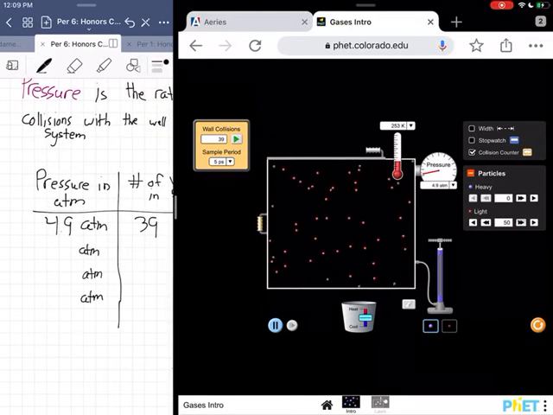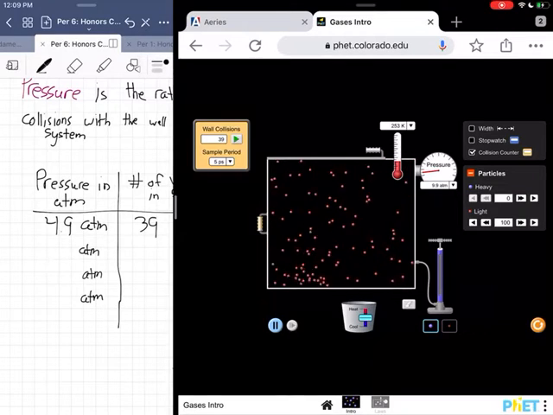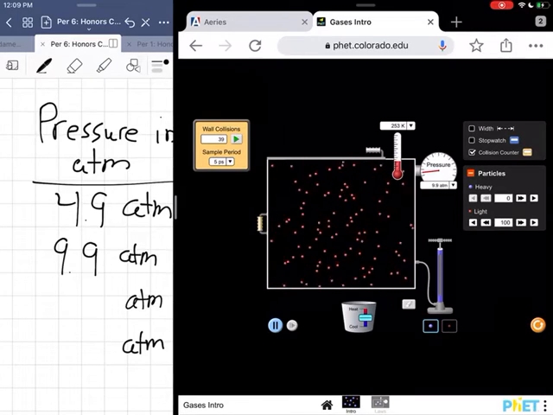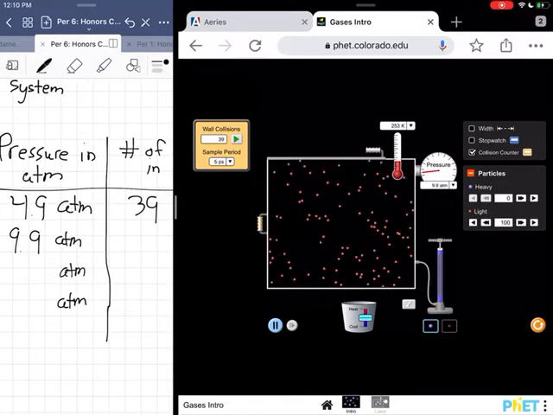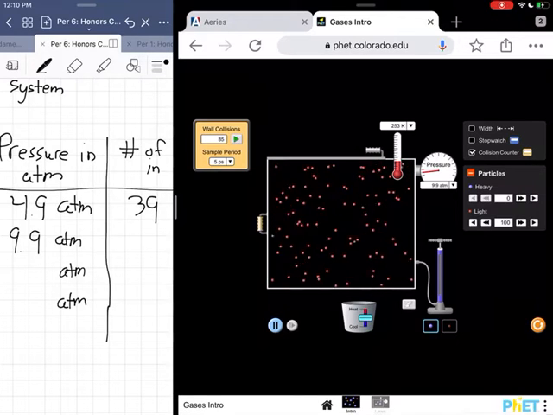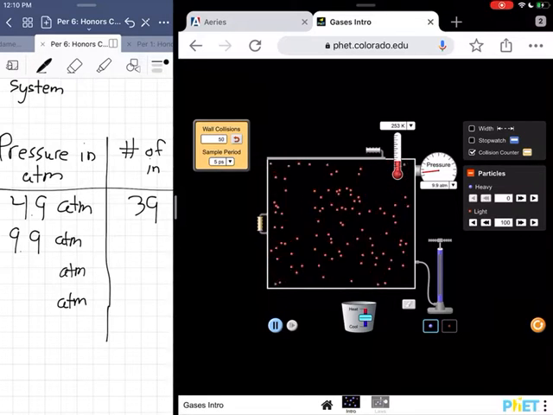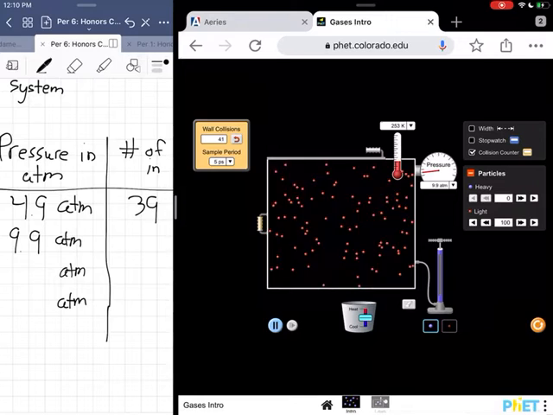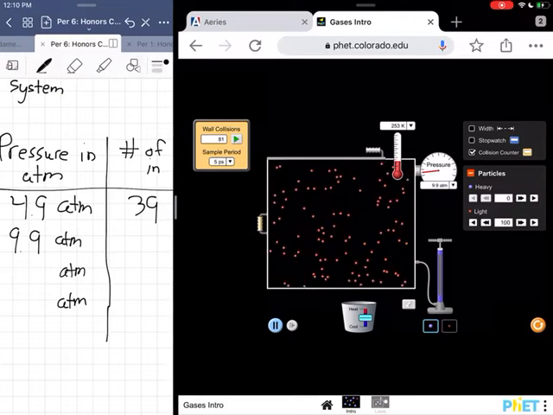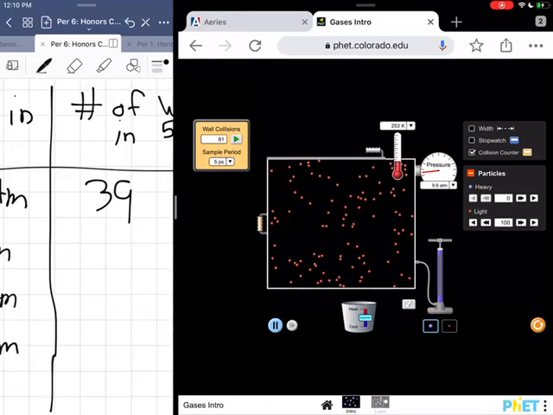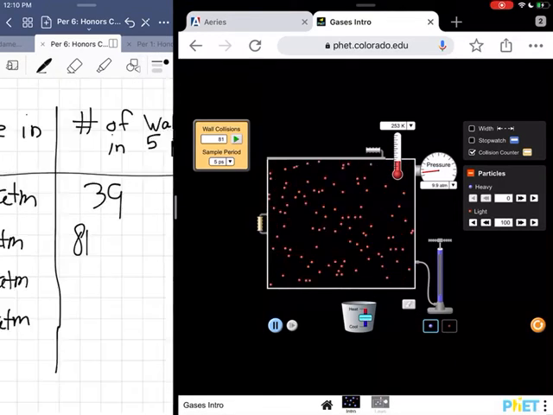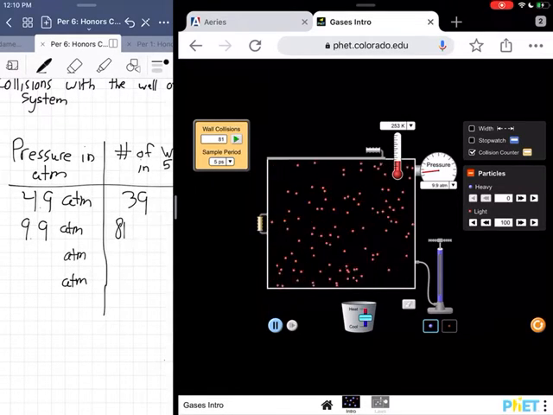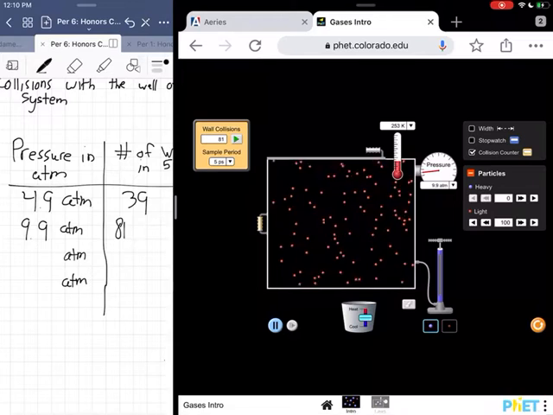Let's see what happens if we add another 50 light particles in. Let's record our pressure. We now have a pressure of 9.9 ATM. Pretty much double the last one. And let's record the number of wall collisions. 85, 76, 78, 81. All right, let's go with that last data point, 81, because that was kind of right in the middle of all those. We had a high of 85, a low of 76. All right, that is the number of wall collisions, and it's clearly gone up from the last time.